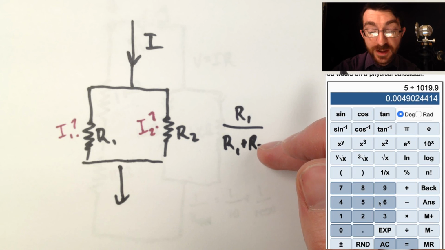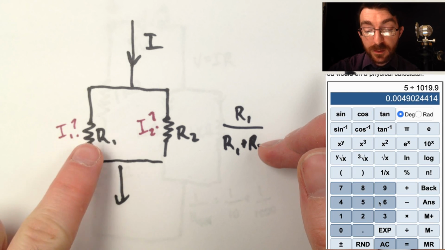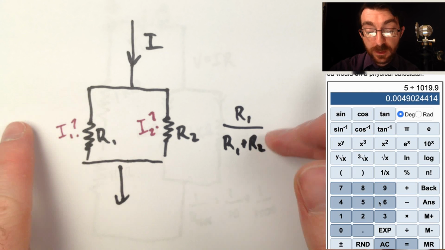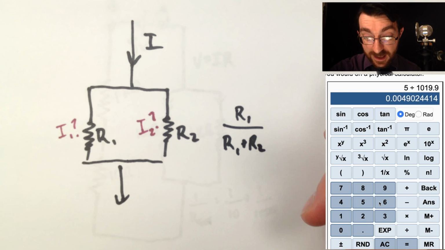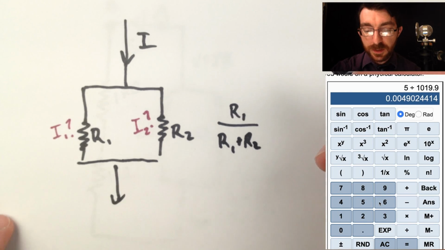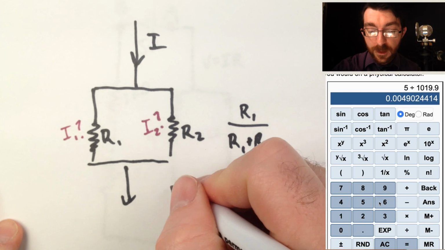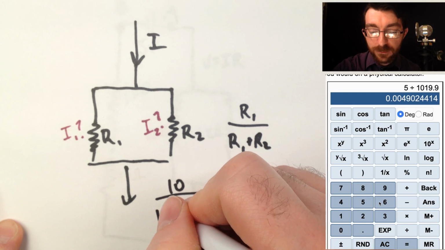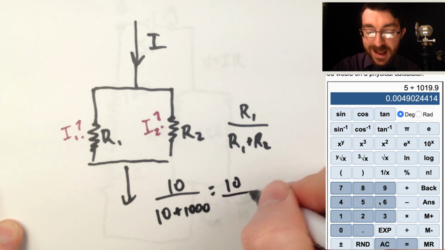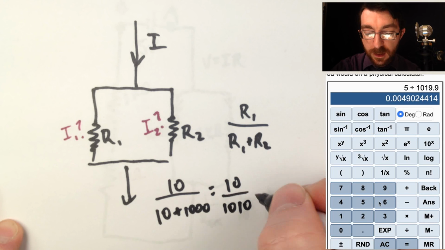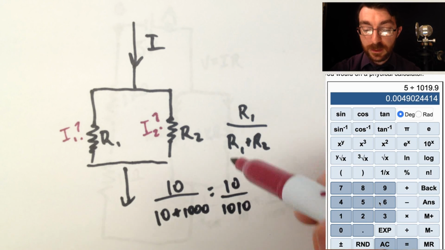This proportion is how much resistance this contributes. So like in the other example, right, it was 10 and 1,000. So that breaks down to, here, let me write that out. If you had 10 out of 10 plus 1,000, you've got 10 out of 1,010. Cross out the zeros.